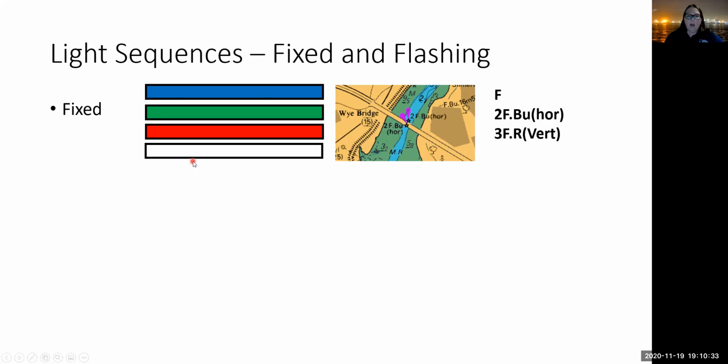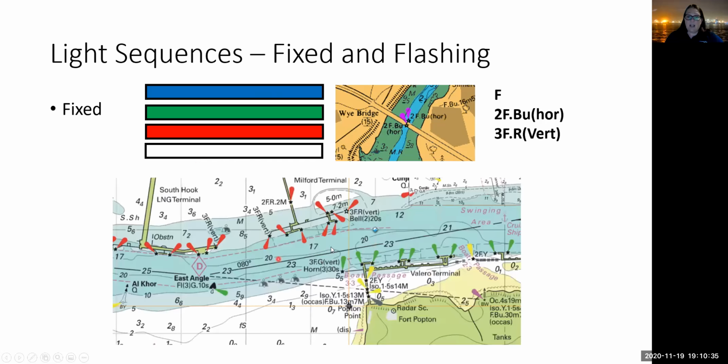Okay. If we look somewhere then, this is an extract from Milford Haven, where we've got a very large port with lots of jetties that stick out into the main haven. What you can see on the end of the jetties here is that we've got 3 fixed reds and they're vertical. So V-E-R-T is vertical, H-O-R horizontal, okay? So it's not the French for green, it is vertical, okay?